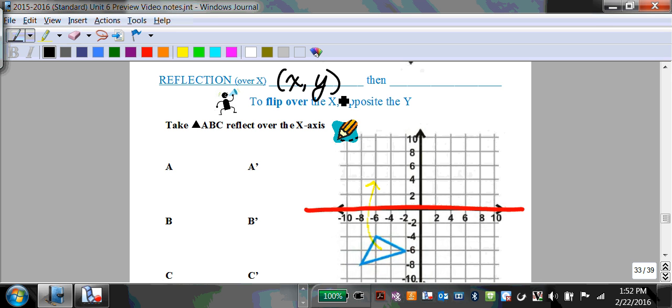So we have x, y. And to flip over the x-axis, we simply opposite the y coordinate now. Why is it the y coordinate? You can see your motion this time is a vertical motion.